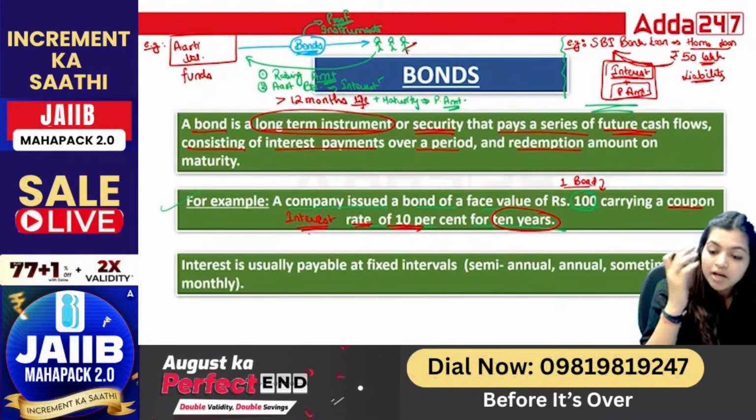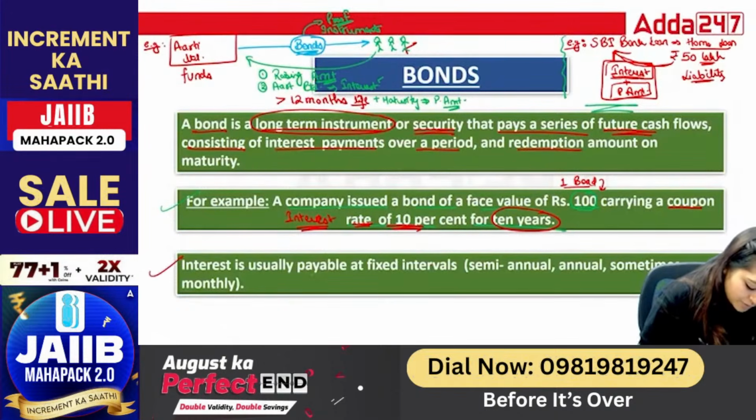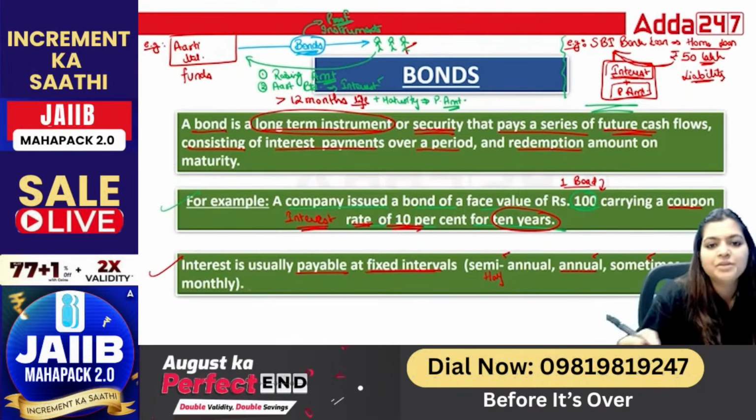See, when we are taking loan from a bank and we are paying some interest rate, that is the same thing we are paying here also, known as coupon rate. Now, interest is usually payable at fixed intervals, like semi-annual, annual, sometimes monthly. Semi-annual means half yearly, then annual for 12 months, and sometimes monthly, for each month you are paying interest. So these are some introduction of your bonds.